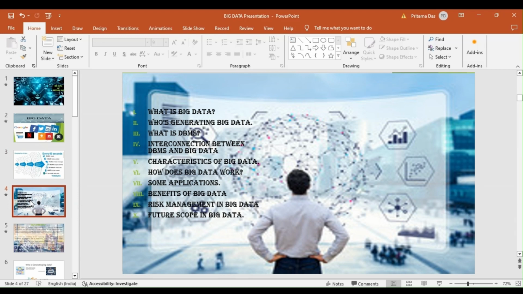What is big data? Who's generating big data? What is DBMS? Interconnection between DBMS and big data. Characteristics of big data. How does big data work? Some applications, benefits of big data, risk management in big data, and future scope in big data.